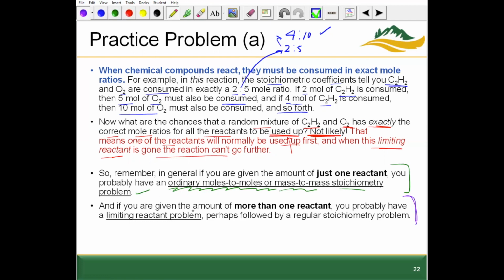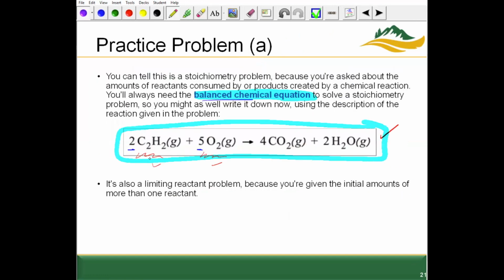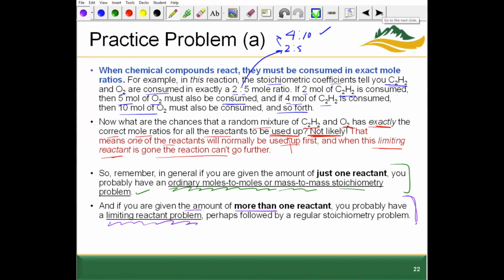Alternatively, if you're given the amount of more than one reactant, you probably have a limiting reactant problem. For example, let's say we had 20 grams of this and then 100 grams of this. So here we're given a mass amount of both of these reactants. So if we're given the amount of more than one reactant, we again probably have this limiting reactant style problem.